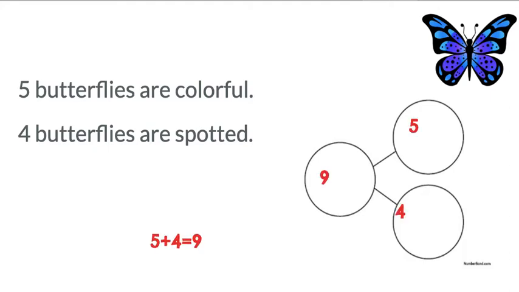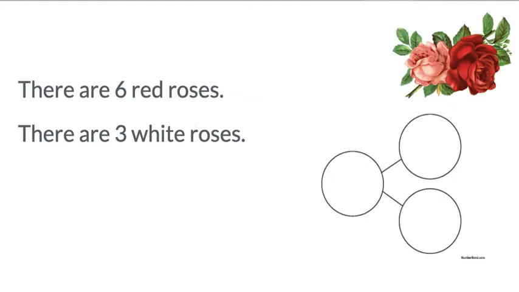All right, here we go. Did you guys do that correctly? 5 and 4 are the parts. The answer or the whole is 9. In an addition sentence, we would write 5 plus 4 equals 9. Let's try the next one. We have a lot of examples.